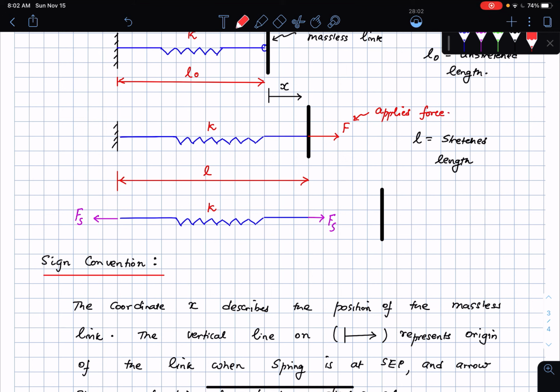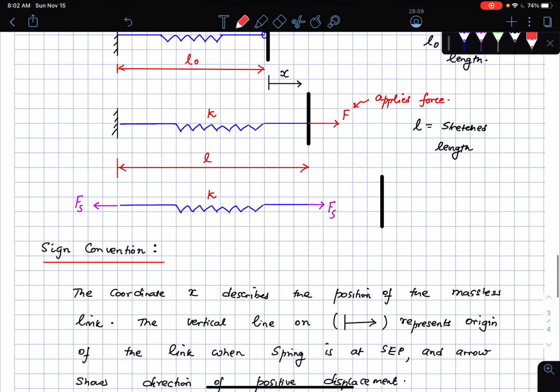Okay, and the displacement of that end of the link is x, and if the displacement is in the direction shown, then it's supposed to be a positive displacement. So in this situation, since it's in static equilibrium, this is F, and then the other force is going to be F suffix S. That's the same force Fs, and so you can see that F is equal to Fs in this case. So F is equal to Fs, and this is going to be K times the displacement x.